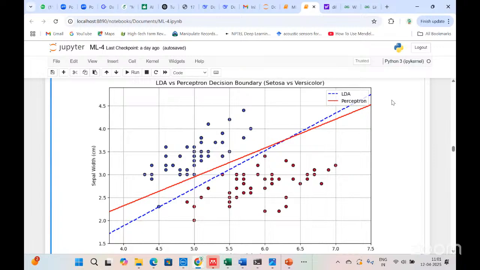Right? Now what I am telling is that for the same data set, in one program only, I am using two types of classifiers. One is LDA, another one is perceptron. This dotted blue line shows the LDA, the red line shows the perceptron.